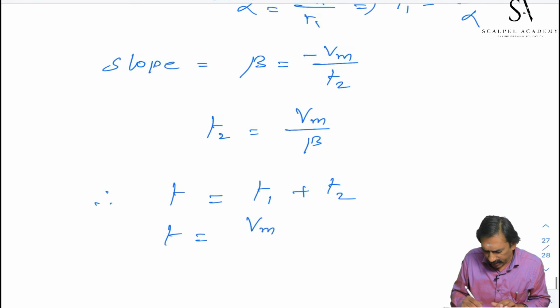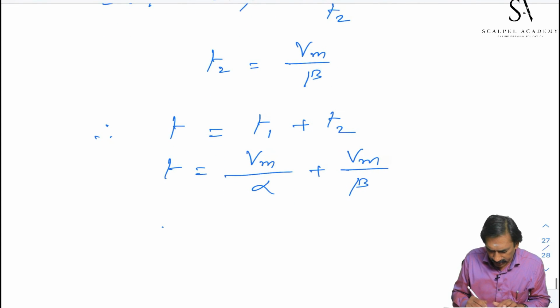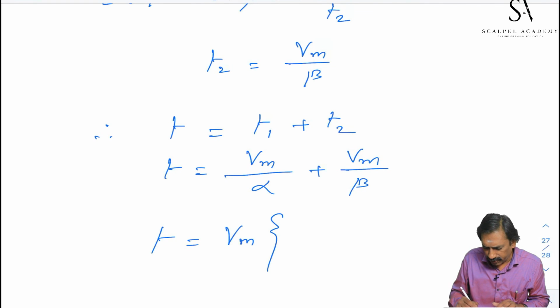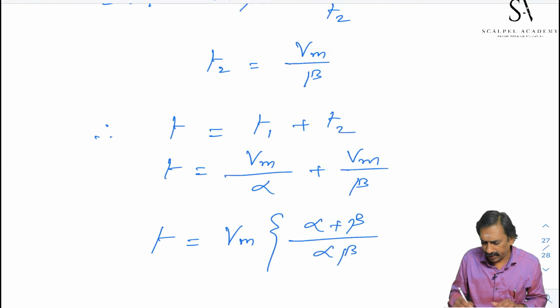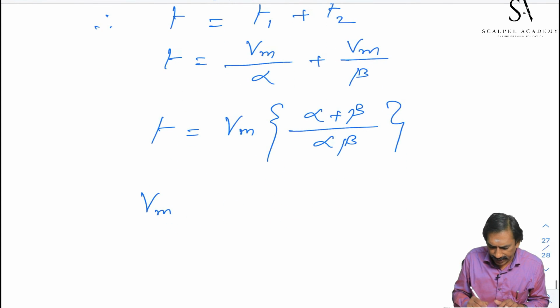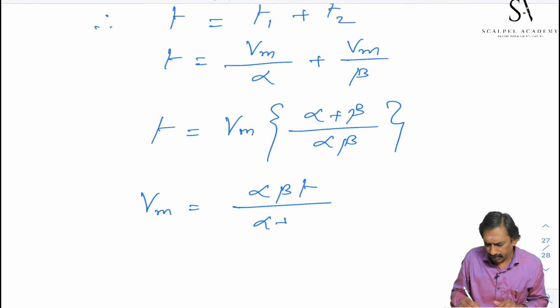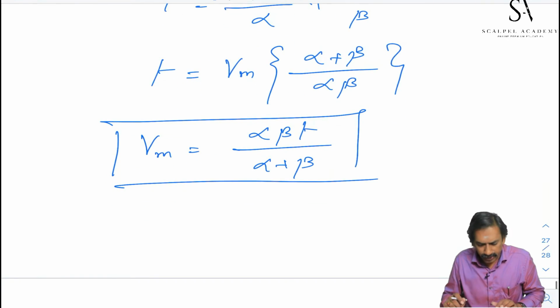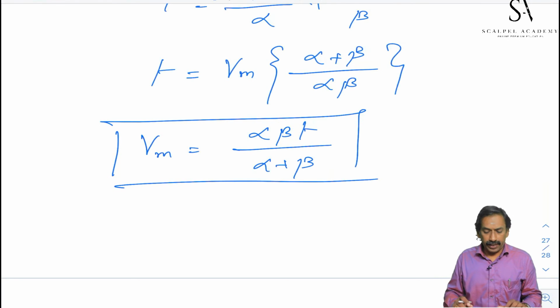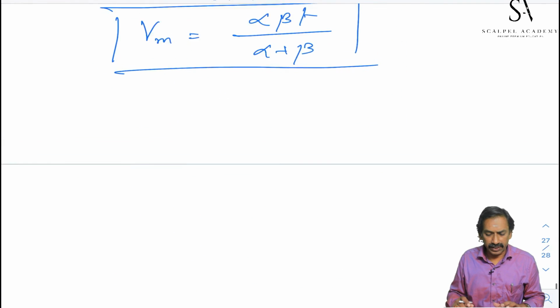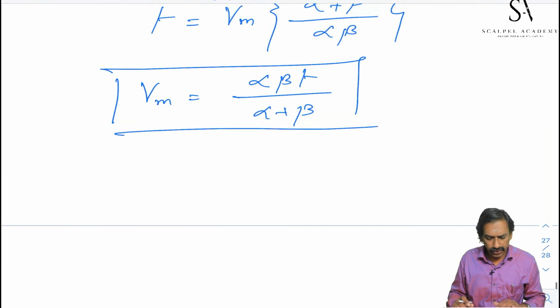Therefore, t is equal to t1 plus t2, that is Vm by alpha plus Vm by beta. So, t is equal to Vm into 1 by alpha plus 1 by beta, that is alpha plus beta by alpha beta. So, the maximum velocity attained is equal to alpha beta into t by alpha plus beta. This is a problem asked once upon a time in IIT main examination. At the time it was a screening test, not main test.